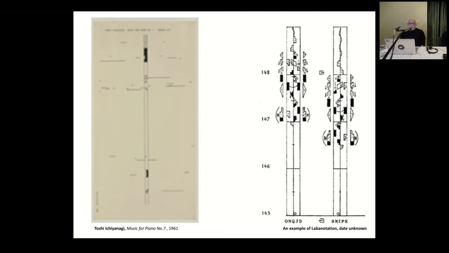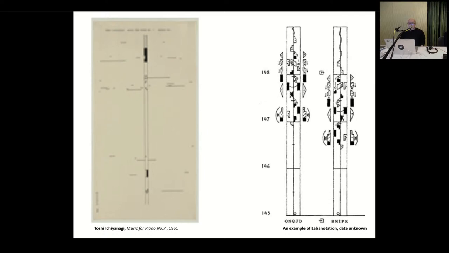So on the left here, you see a page from the experimental score by Toshi Ichiyanagi. He has turned the stave on its side, and the score carries a great similarity to one of the methods that was used to record dance and movement prior to the invention of the video camera. On the right-hand side, you can see a short section of Laban notation. I guess the score provides the perfect opportunity for me to hand the baton over to Adeline.